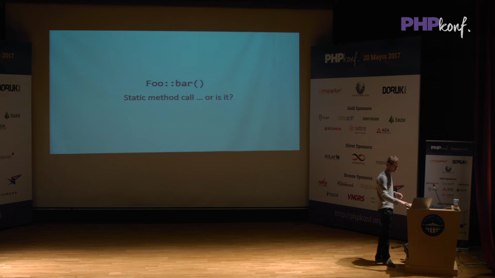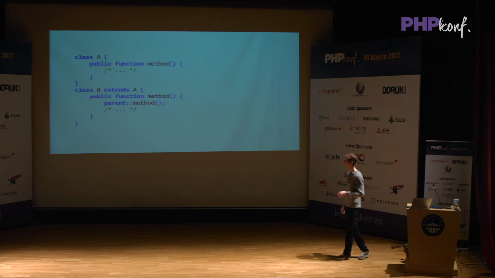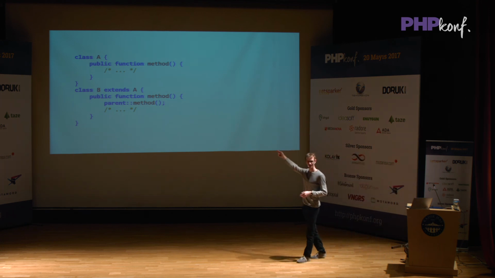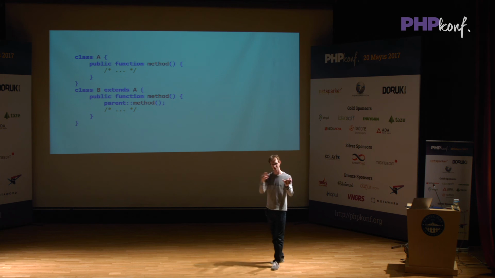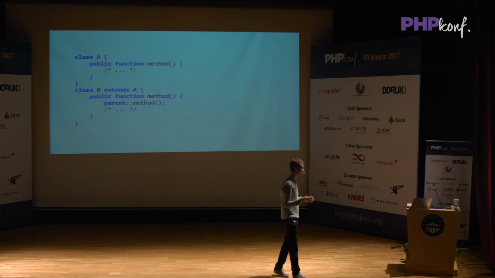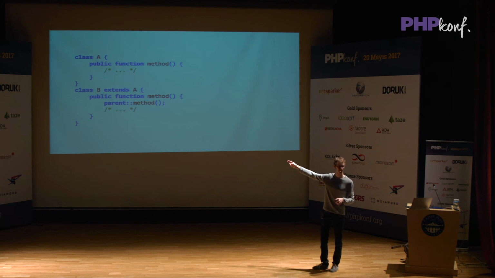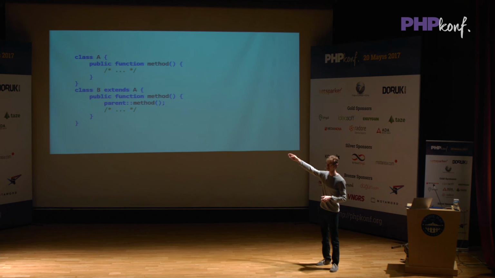So I think one case that anyone has encountered is this one. The way you call parent methods in PHP is you write parent double colon method. I've seen this question quite a lot, why we use this kind of syntax, because really this looks like a static method call, even though it actually isn't. So this is calling an instance method, not a static method.